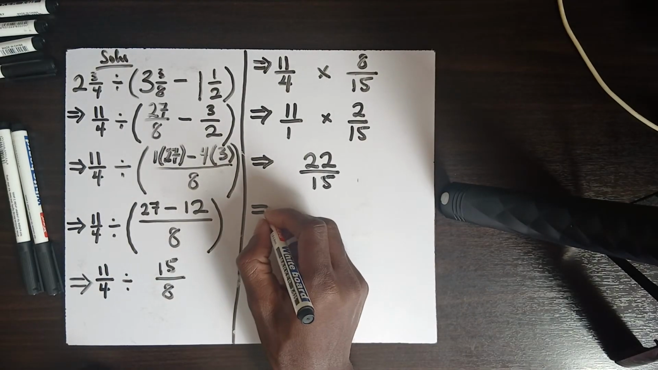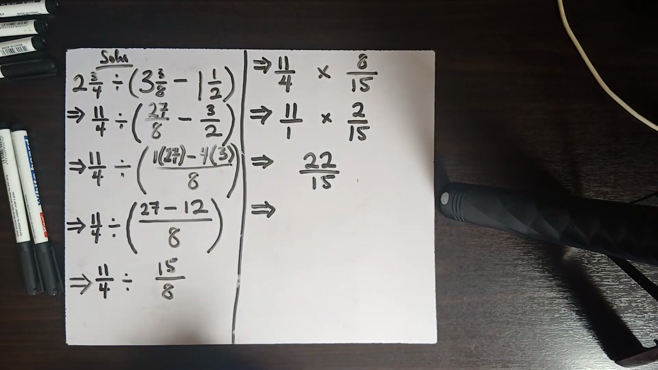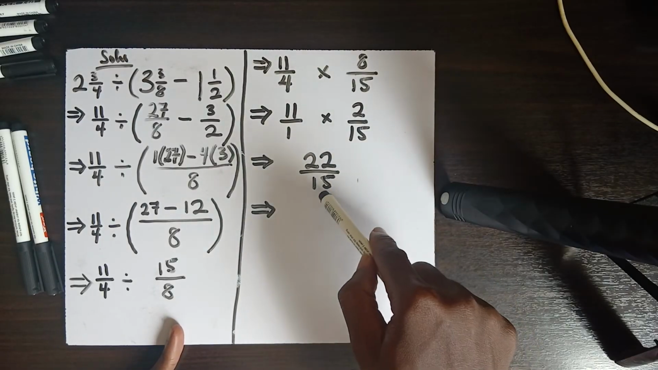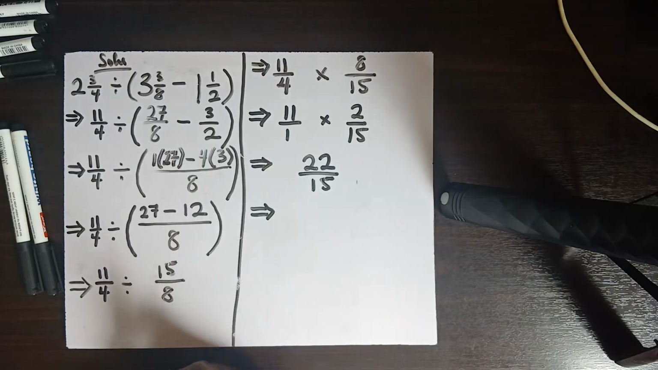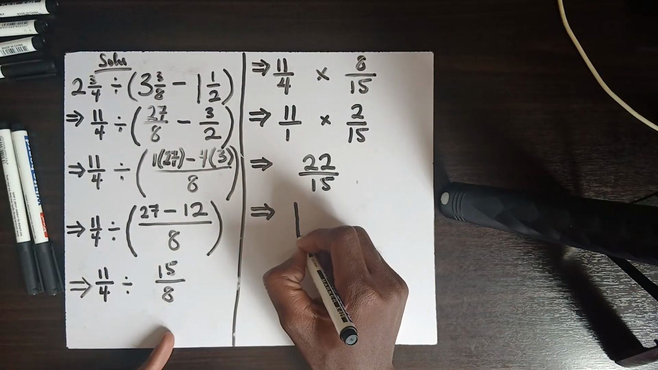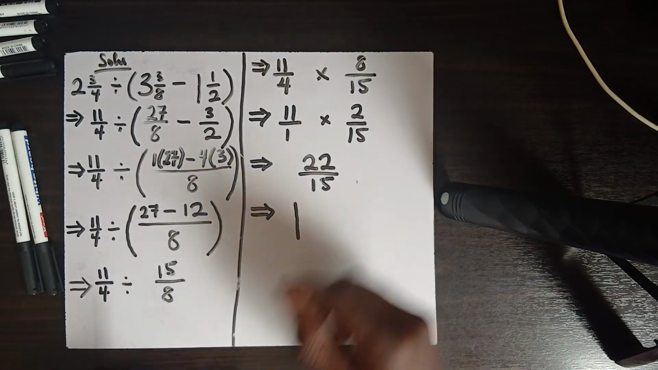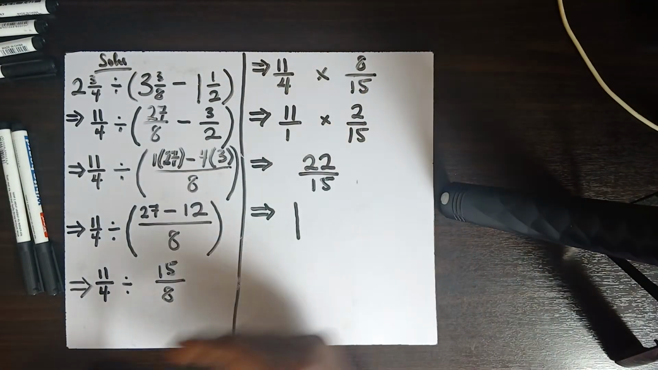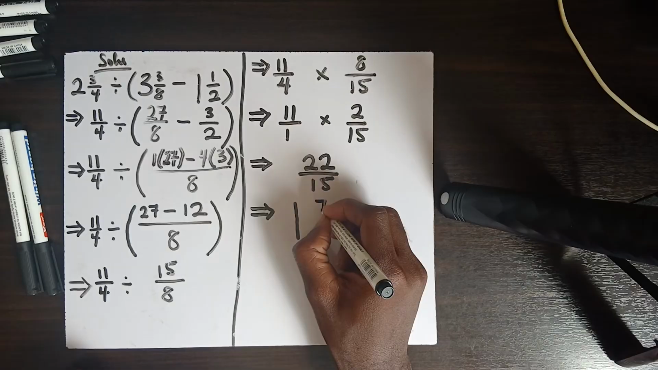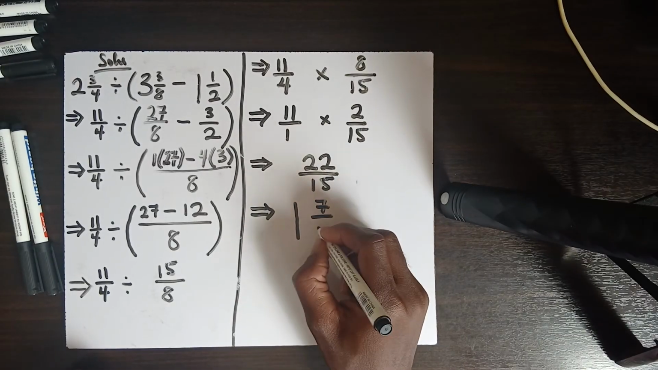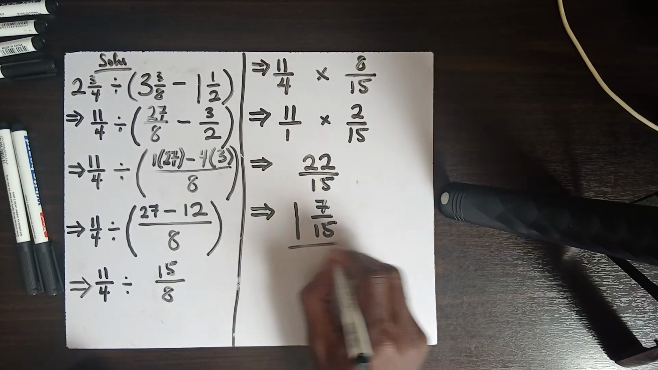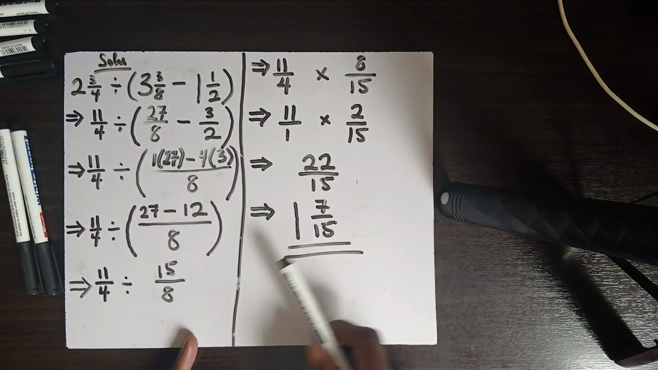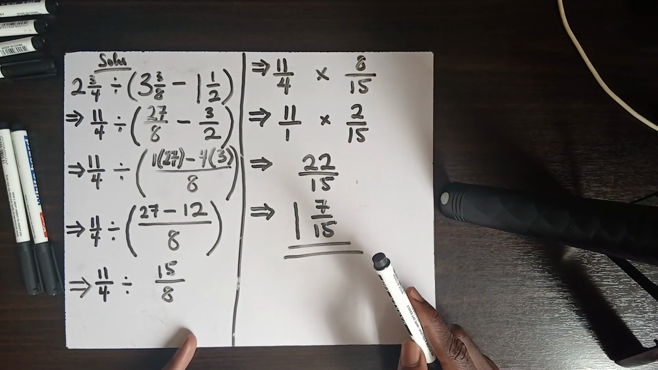So in converting to a mixed fraction, you ask yourself, how many 15s can I get inside of 22? Or how many times can 15 go inside 22? And that is once. And when you take a group of 15 out of 22, you'll be left with 7, which is the remainder over 15. So this becomes your answer. 1 whole number 7 over 15.